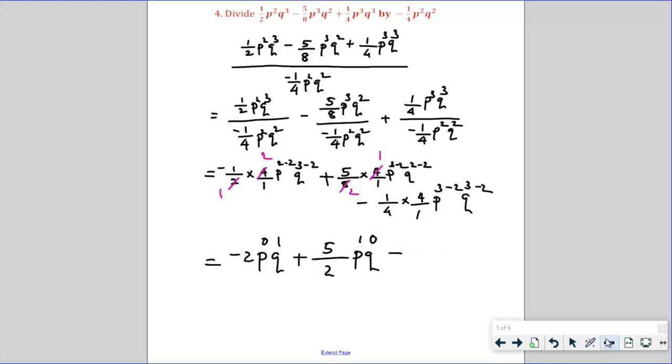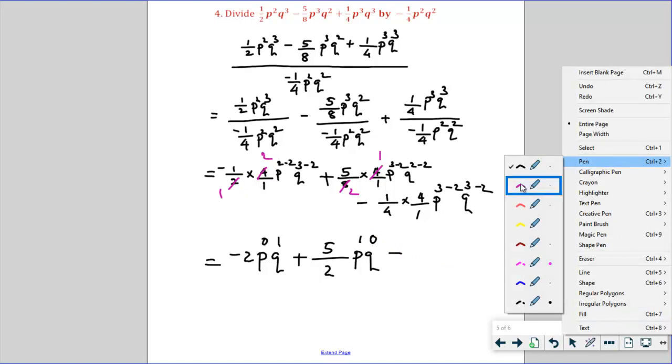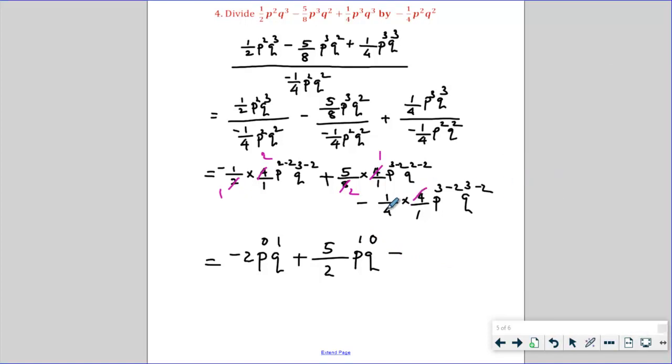Then again minus, and in the last term we can cancel 4 and 4. So our answer is 1. Then p power 3 minus 2 is 1. Q power 3 minus 2 is 1. So that is equal to minus 2, p power 0. We know that any number or any variable raised to 0 is 1. So this becomes 1. Then q, q power 1 is q.